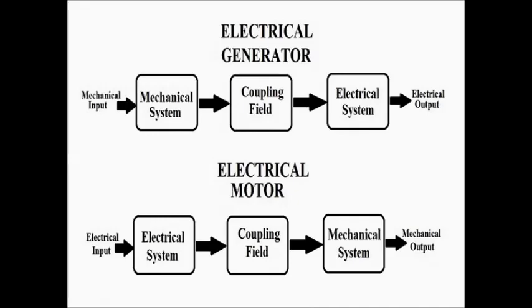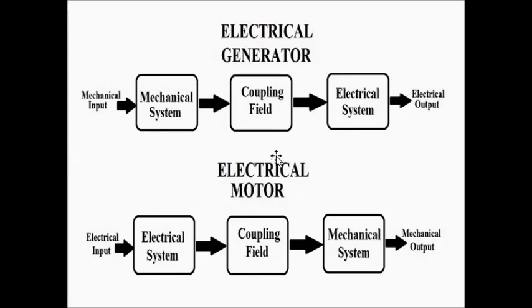Now, the important thing to understand here is that no machine, no device is 100% efficient. It means that all of the mechanical input, in case of an electrical generator, will not be converted into electrical output. Okay, 100% conversion is not possible. Similarly, in case of a motor, 100% of the voltage or current will not be converted into its mechanical output equivalent. There will be losses. Okay, there will be loss of energy.